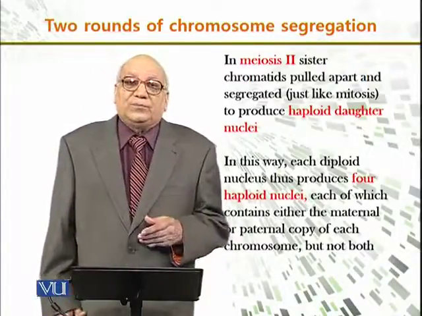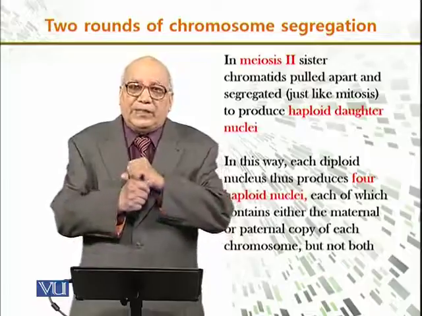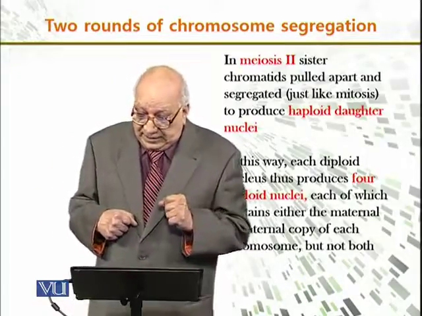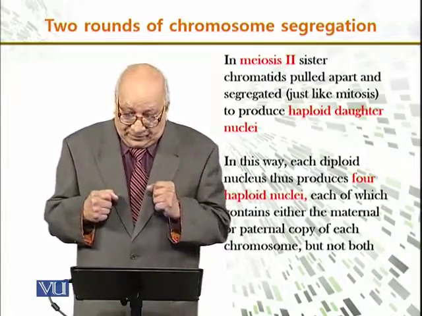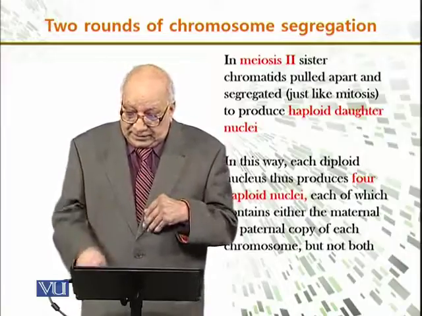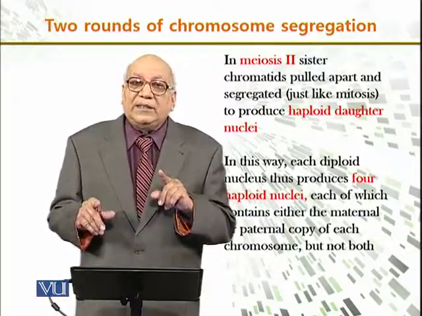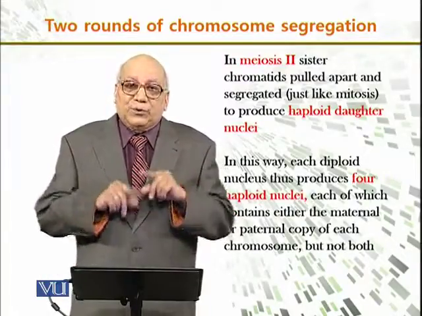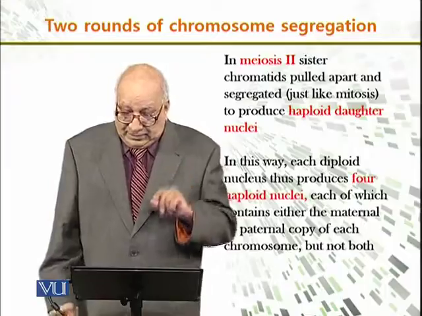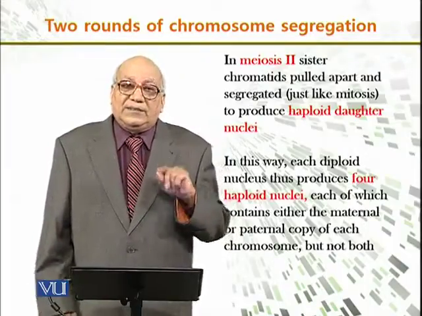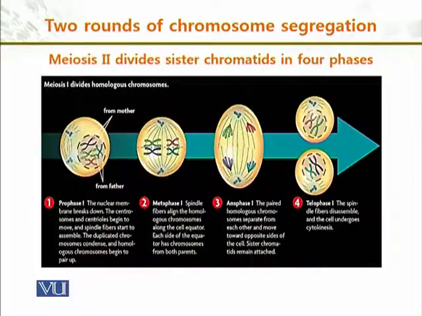In the meiosis 2 process, the sister chromatids are pulled apart. वो एक दूसरे से अलहदा कर दिए जाते हैं, just like in meiosis, and they produce the haploid daughter cells. In this way, each diploid nucleus thus produces 4 haploid nuclei. जब वो अलहदा हो गए और हैप्लॉइड से डिप्लॉइड बन गए तो 2 से 4 हो गए, and each of which contains either the maternal or paternal, या वो मदर की तरफ से या फादर की तरफ से उनमें कॉपी है वो आ जाती है.